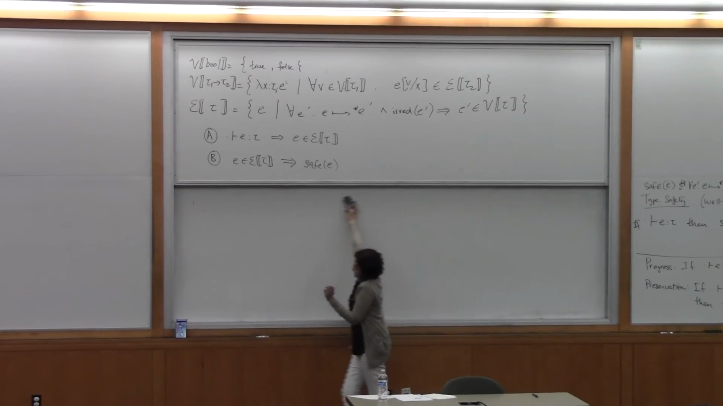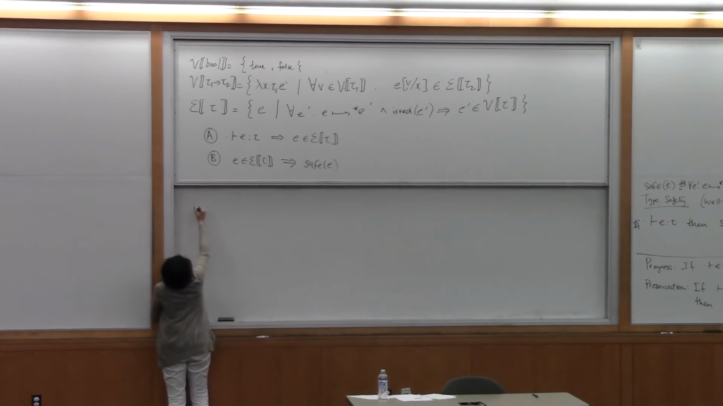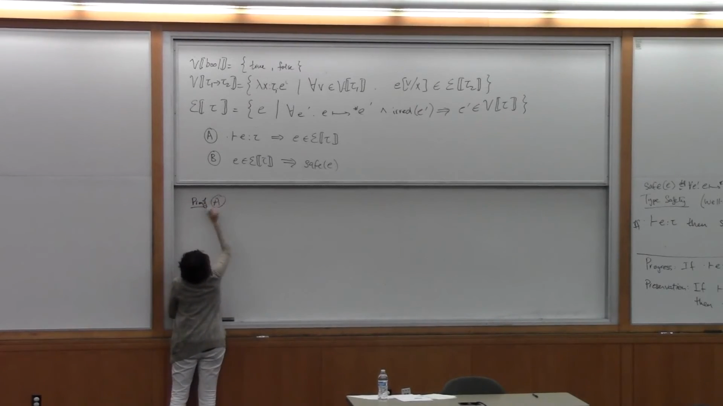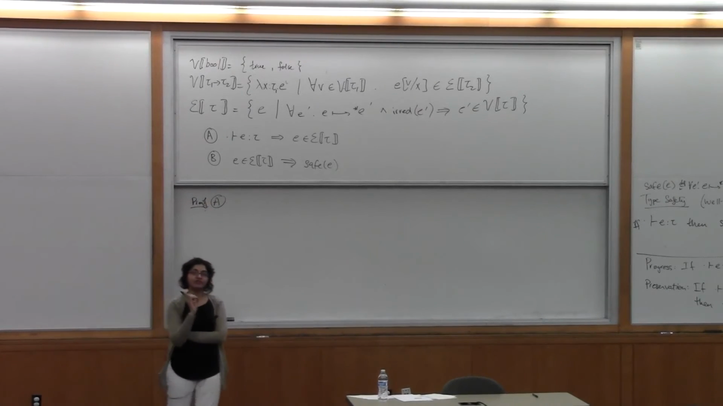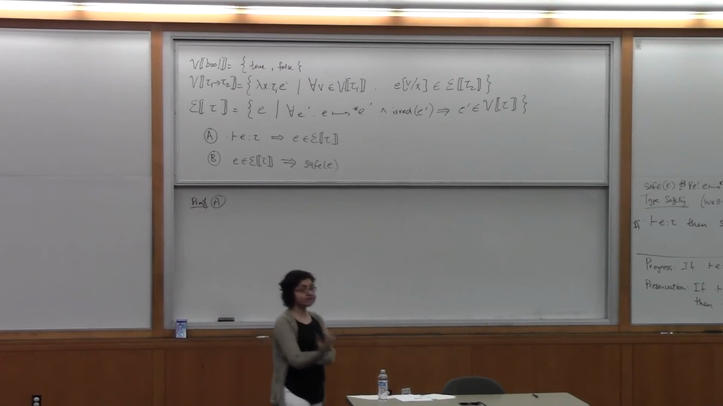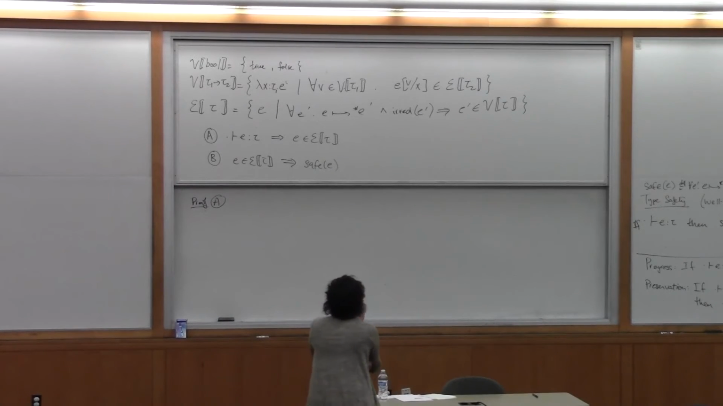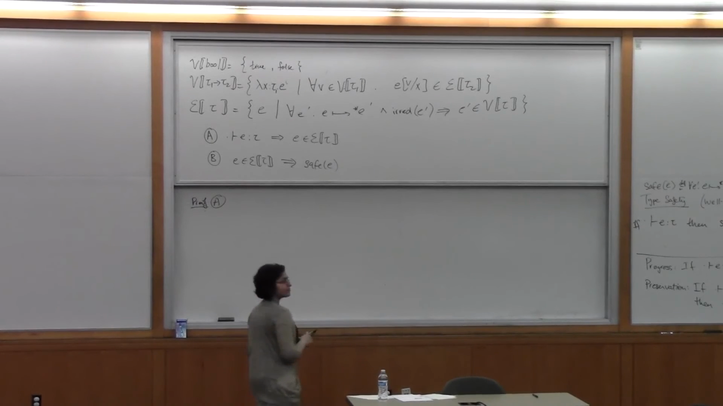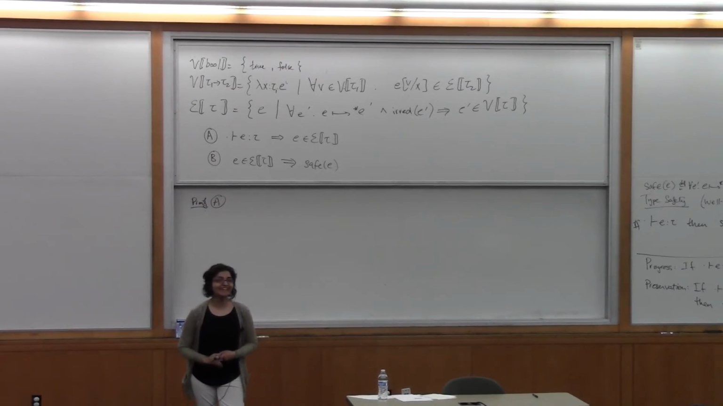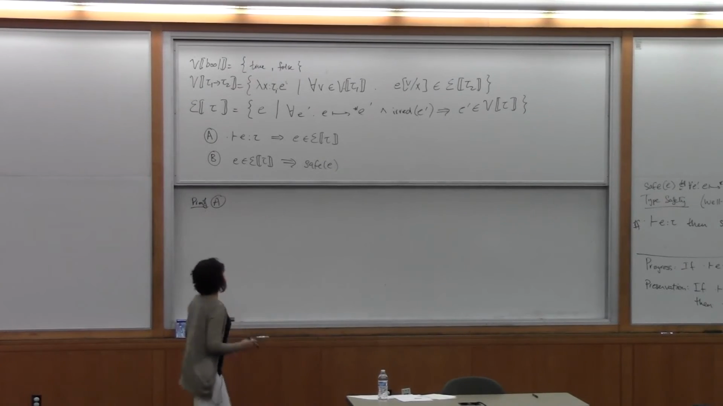So let's prove part A. How would you prove it? What's the proof structure? If E is well typed, then we want to show that this expression E is in the E relation at type tau. What is the only premise you have? Yes, E is well typed.